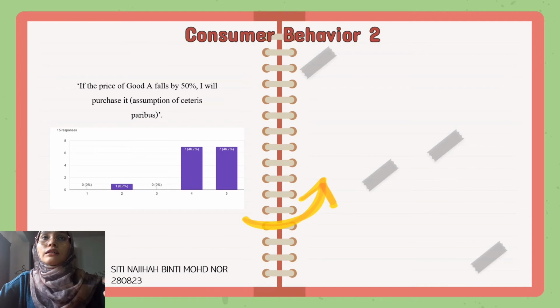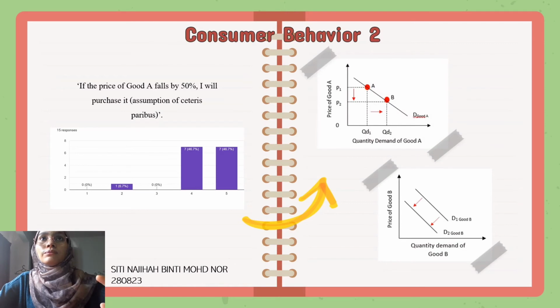When price falls, demand will increase. So consumers will choose good A over good B if the price of good A decreases, because good B is a substitute item for good A. So good A and good B are substitutes, and the price of one and the demand for the other are directly related. So as the price of good A falls, the demand for good B decreases. And the price of good A falls from P1 to P2, causing the quantity demanded for good A to increase from QD1 to QD2. This directly causes the demand curve of good B to shift left from D1 to D2.